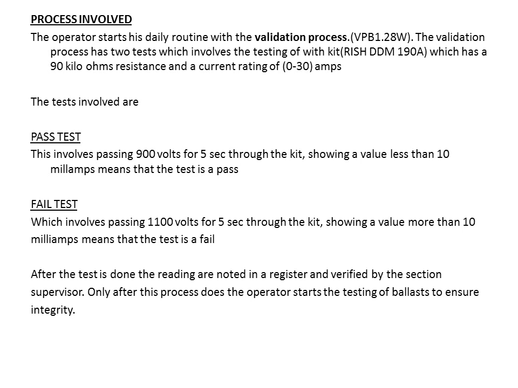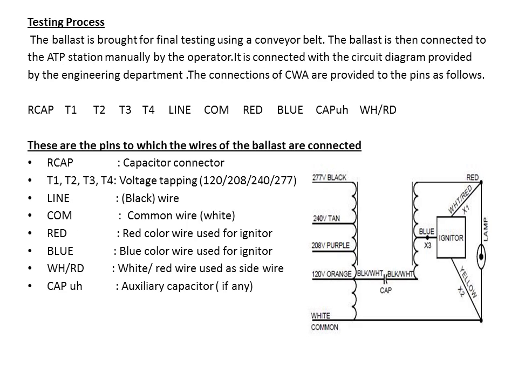After the test is done, the readings are noted in a register and verified by the section supervisor. Only after this process does the operator start the testing of ballast to ensure integrity. Testing process: the ballast is brought for final testing using a conveyor belt. The ballast is then connected to the ATP station manually by the operator.